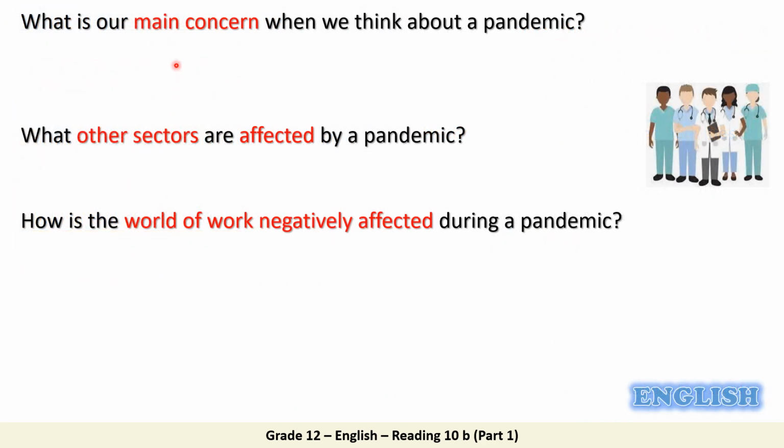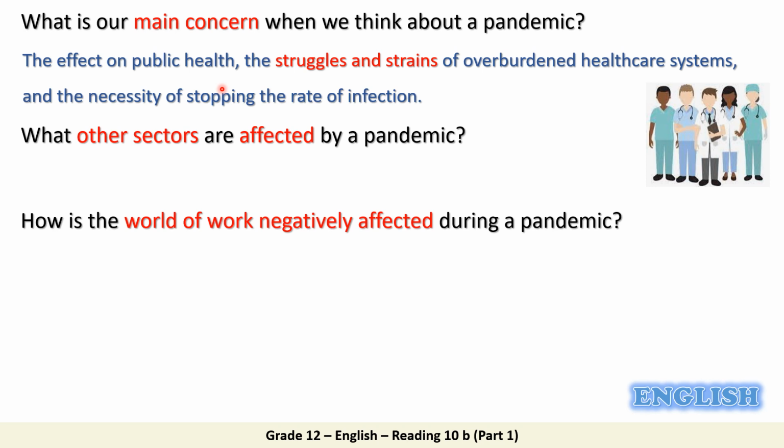Now go back to text B on page 148 and try to find answers to these 3 questions. Pause and take your time. Once you are ready, please follow. What is our main concern when we think about a pandemic? Are you ready? Right, our main concern is the effect on public health, the struggles and strains of overburdened healthcare systems, and the necessity of stopping the rate of infection.